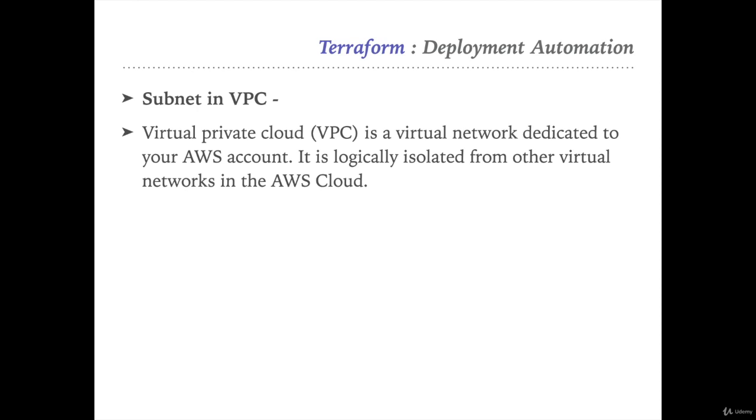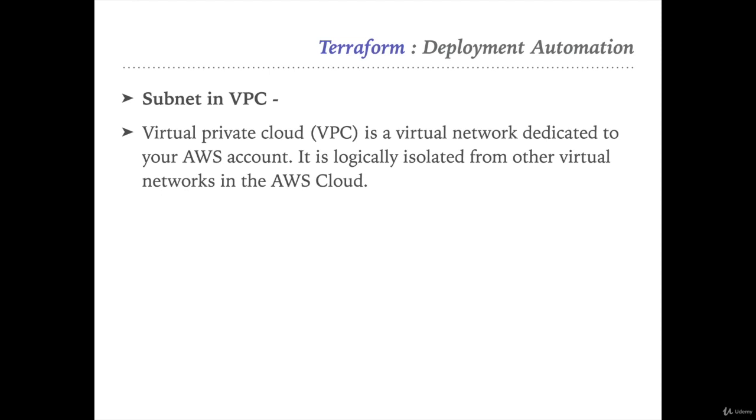So a virtual private cloud network is a virtual network dedicated to your AWS account. It is logically isolated from the other virtual networks in the AWS cloud. So whenever you define your virtual private cloud network, it will be available exclusively for your own account, right? On AWS, there could be millions of virtual private cloud networks, but the one associated with your account is your own network. No other VPC can interfere with your own VPC.